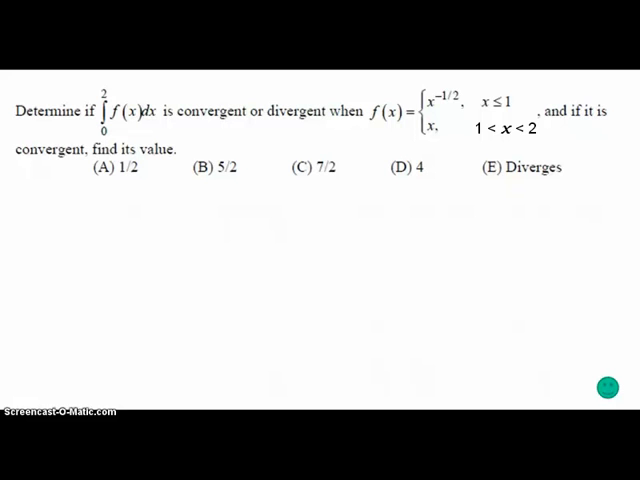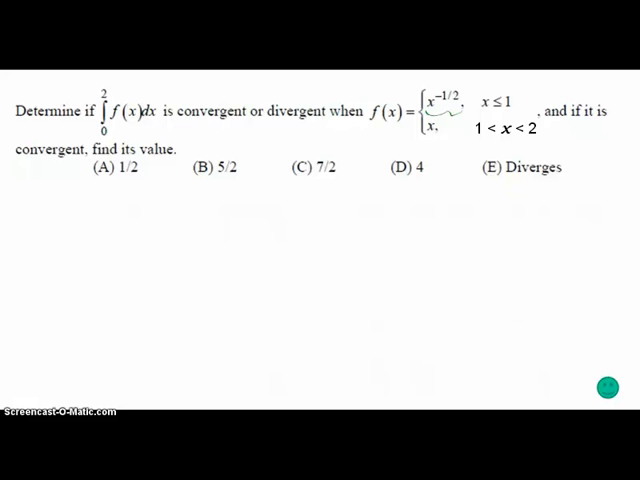So here, they've asked you to determine if the area accumulating in the plane under F, or between F and the horizontal axis, over the interval from 0 to 2 converges or diverges, and then they give you F as a piecewise defined function. So you've got to look at the two pieces of F.